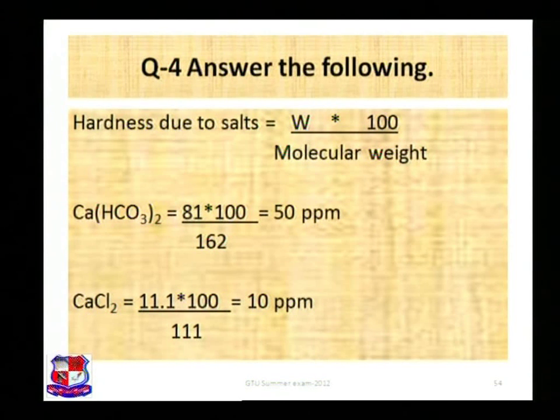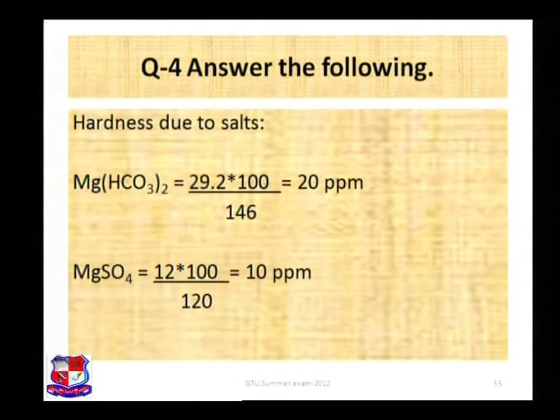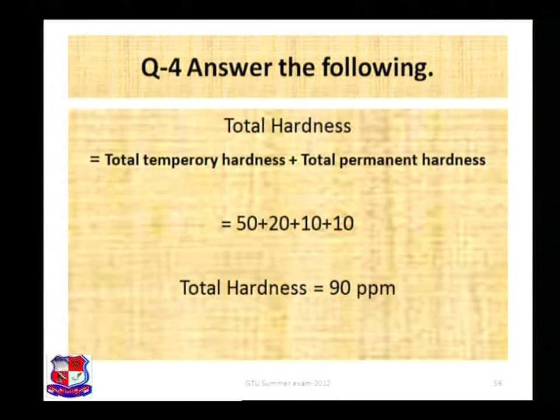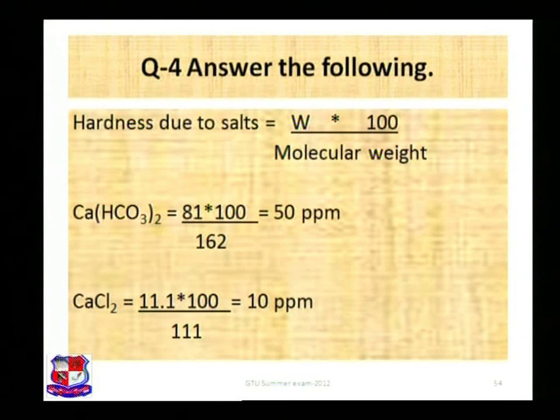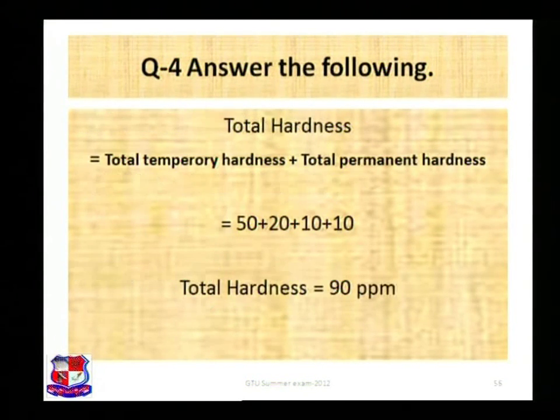You know, for temporary hardness, calcium bicarbonate and magnesium bicarbonate are the responsible salts. Look at the formula: total hardness is equal to total temporary hardness plus total permanent hardness, which is 50 plus 20, whatever you calculated in the previous data, 50 plus 10 plus 20 plus 10. So that finally turns out to be 90 ppm. The total hardness calculated for that particular water sample is 90 ppm, that is parts per million.